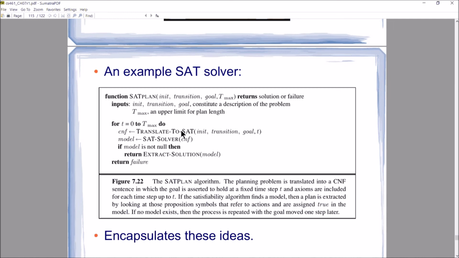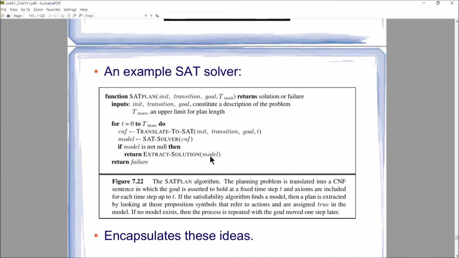Now, what does translate-to-SAT do? It takes the init, the transition, the goal, and a particular time, and comes up with a sentence for that, represented in conjunctive normal form. Pass that to your SAT solver. The SAT solver is what I was talking about from section 7.6, and that is either going to return null if it doesn't find a model that satisfies the sentence, or it will return the model that satisfies it. So if the model is not null, then this function is going to return the solution.